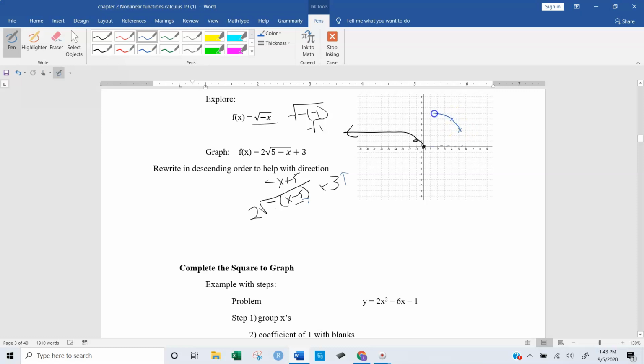And that is your new graph. All right, I hope you did well. If you're having trouble, do the stretch first and then do the move after you stretch.